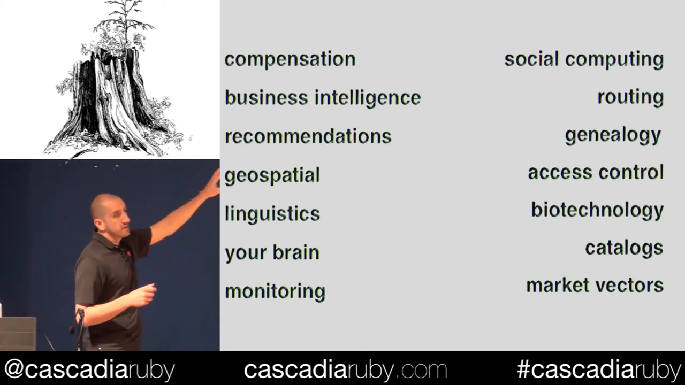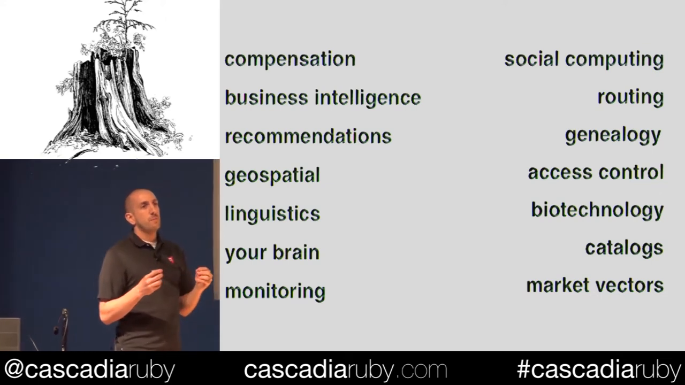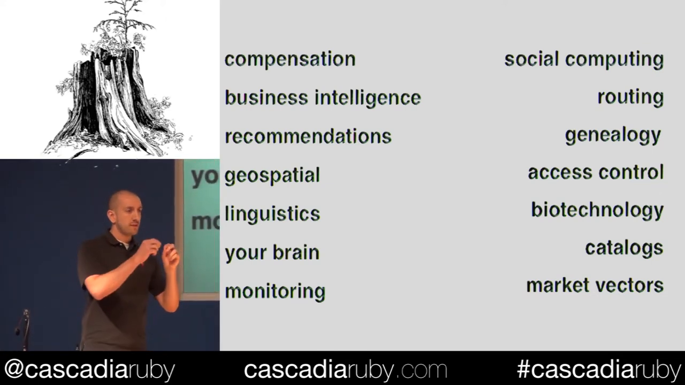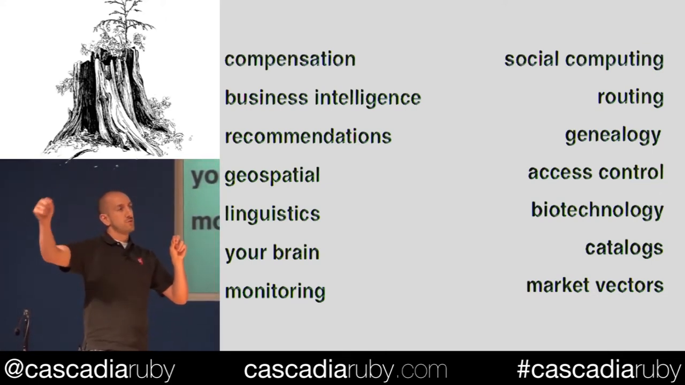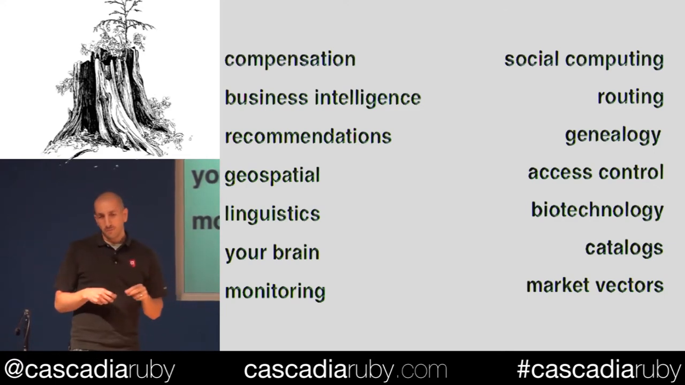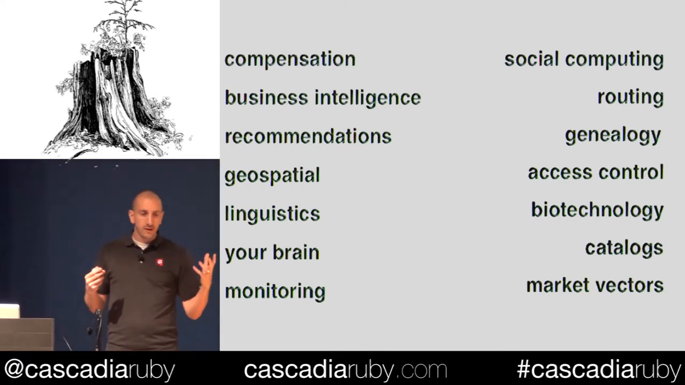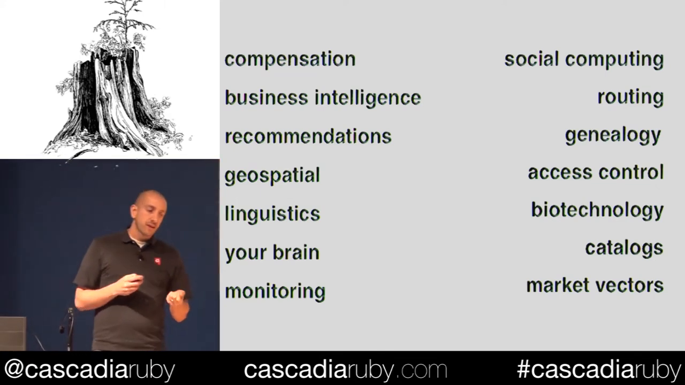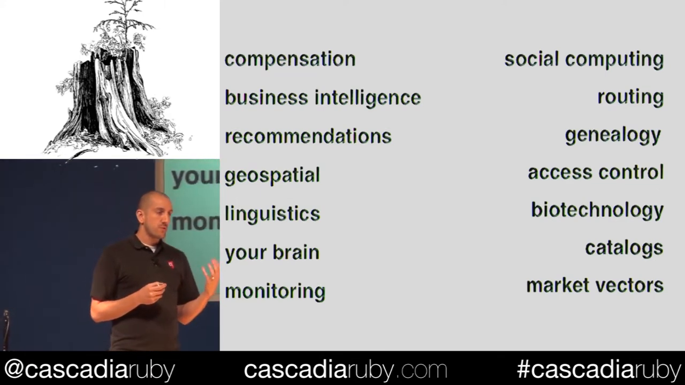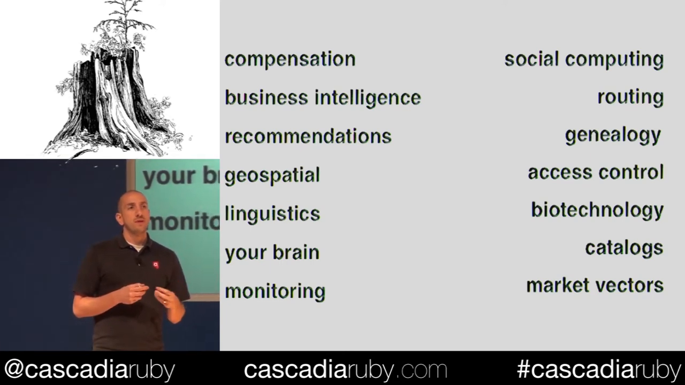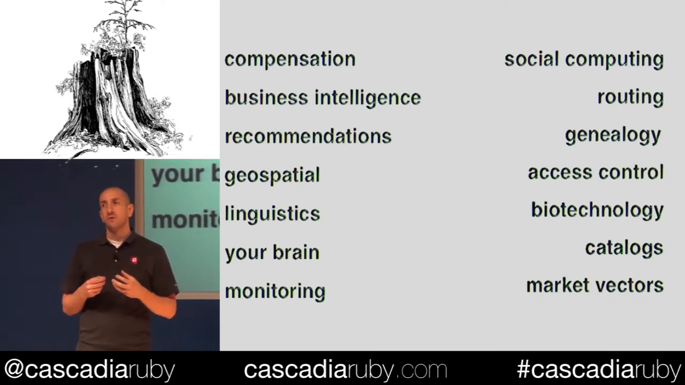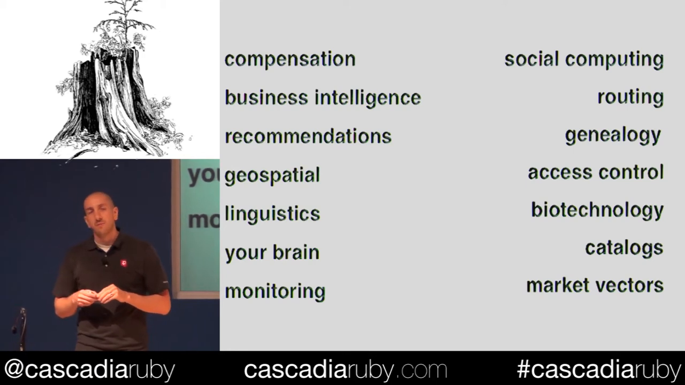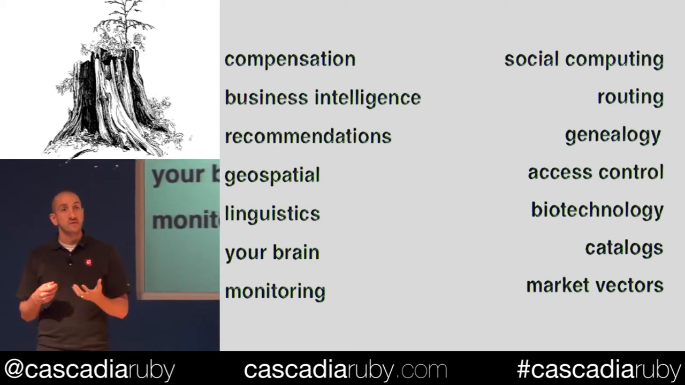Monitoring, routing, and by routing I mean something like network packet routing. You can say, where has this packet been, and then you can track all the points in that. Your brain, genealogy, all kinds of stuff. It's very cool. And what's most exciting about this is that just up to a few years ago, there wasn't really an easy way for us to get a hold of a graph database that we could deploy easily.